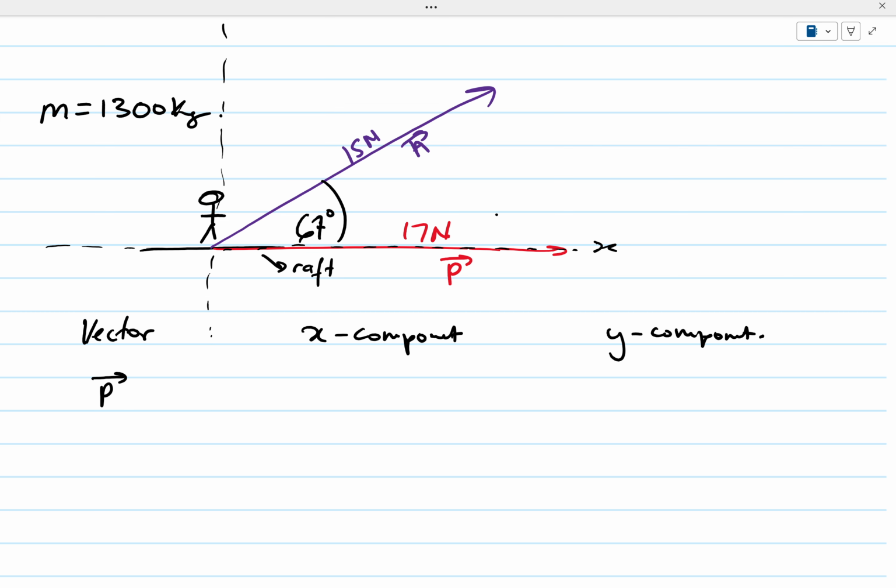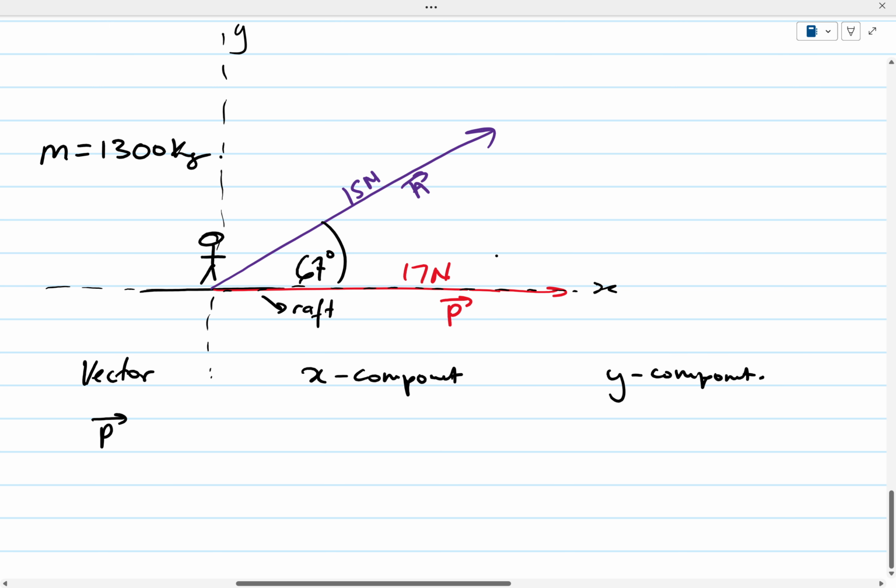All right, so we have the x component here. Since the entirety of vector p is running along the x-axis, can we see that it is at no angle to any other axis? It just runs along the x-axis. We can say that the magnitude of vector p is fully 17 newtons.